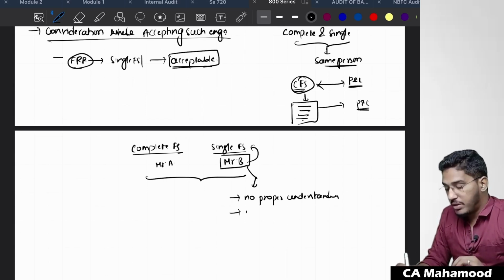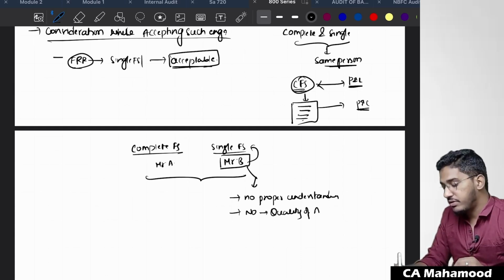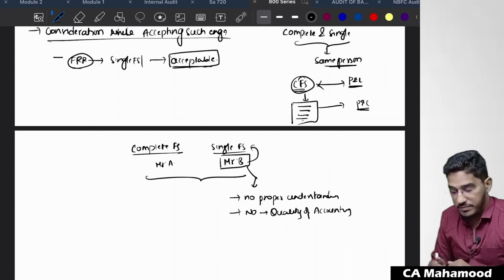You might not have proper information regarding the quality of accounting records, what kind of accounting software they follow, whether their books of accounts are reliable or not. You will not be able to find it out.